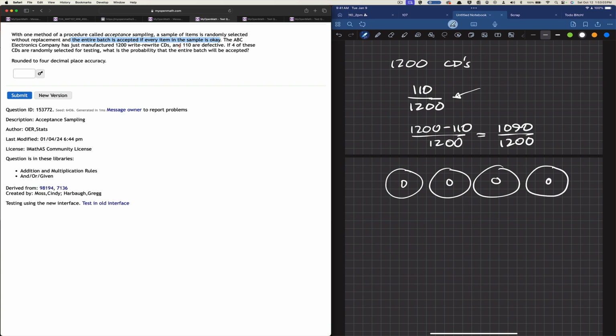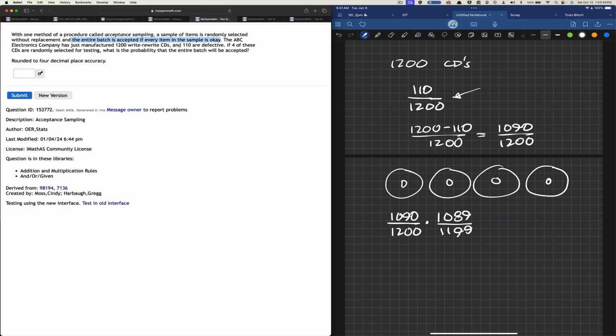Drawing the first one will be 1,090 good ones out of 1,200. Drawing out the second one is no longer 1,090 because we're banking on the idea that we draw a good one, right? So we're going to have a chance of drawing a good one out of 1,089 because the first good one's already set aside. And we no longer have 1,200 in the bin or in our sample space. We have 1,199.